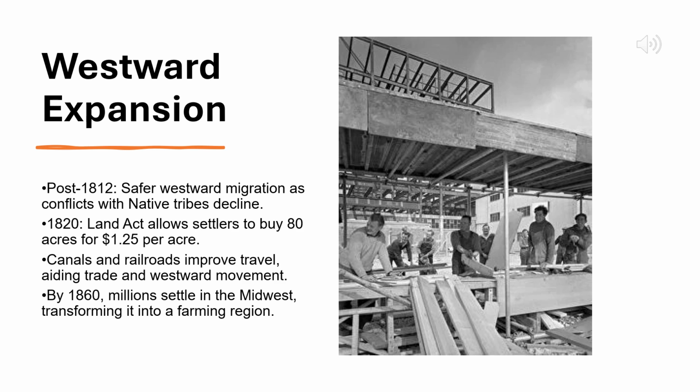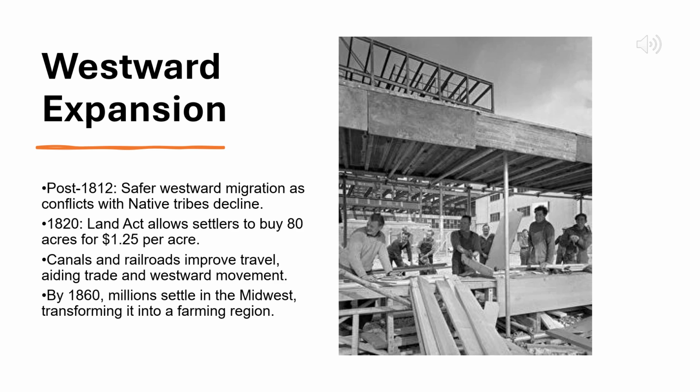The federal government played a key role in encouraging westward expansion. After the War of 1812, conflicts with Native American tribes east of the Mississippi River had largely subsided, making it safer for settlers to move into these territories. The government also passed policies that made land more affordable for settlers. For instance, under the Land Act of 1820, settlers could purchase 80 acres of land at a price of $1.25 per acre.